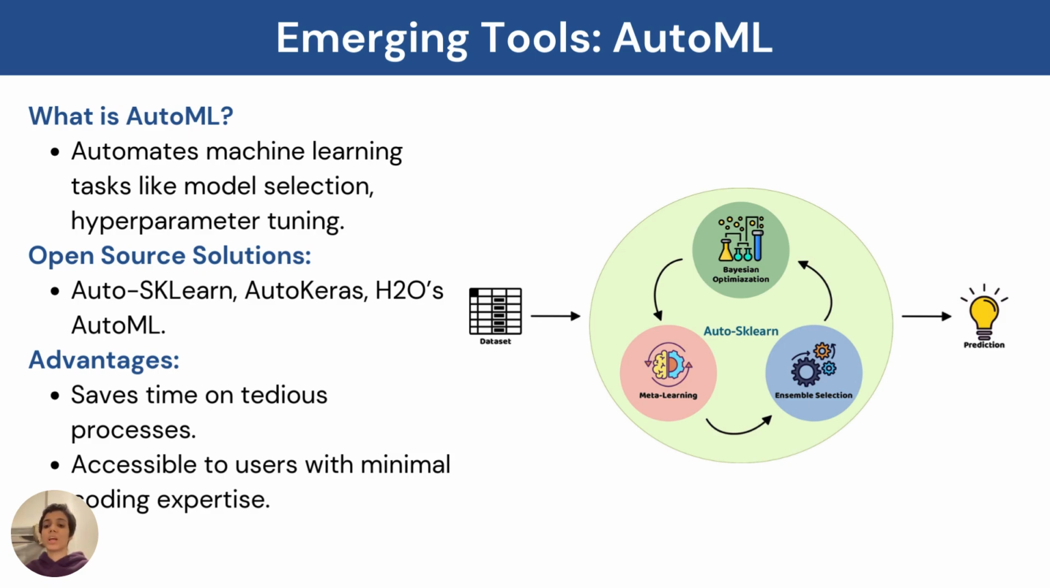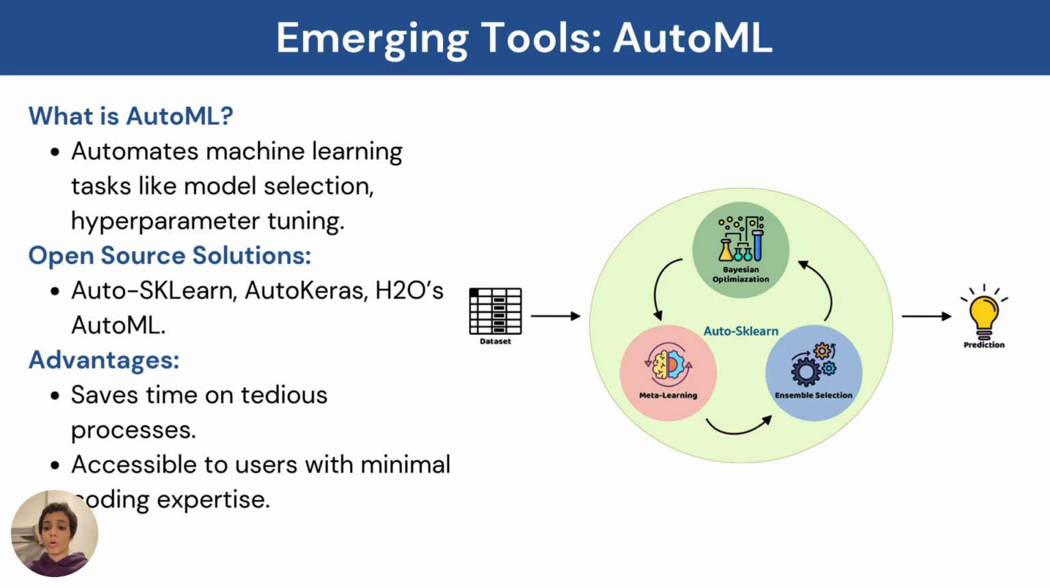Open source solutions like auto-sklearn is built on the scikit-learn library. It's preferred for classical machine learning tasks like recognition and classification. We have also AutoKeras. It's designed for deep learning. It works on top of Keras and TensorFlow. It automatically builds and trains neural networks for tasks like image recognition and text analysis.